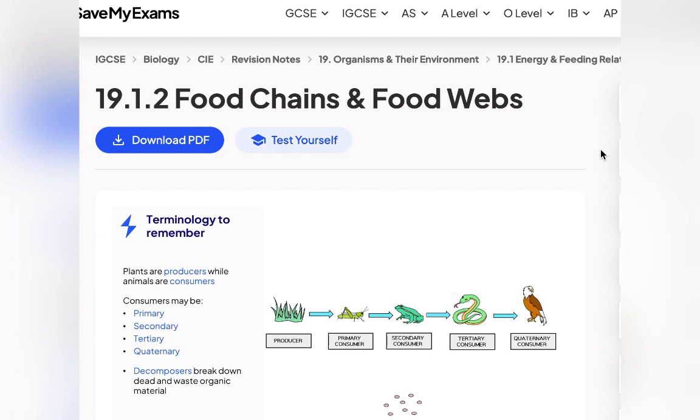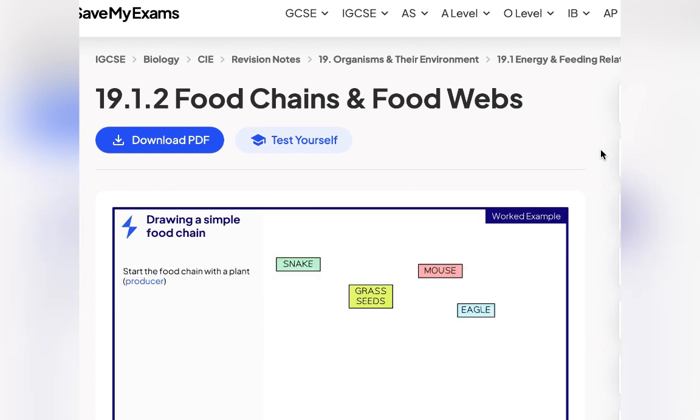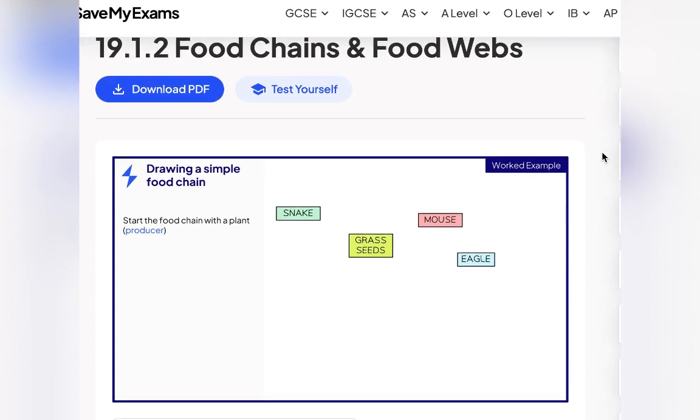This is done by decomposers, which include bacteria and fungi, and these organisms therefore get their energy from the dead and waste organic material that they break down. Let's look at an example of how to construct a simple food chain when given the names of a series of organisms. Always start your food chain with the plant or producer, not the sun.